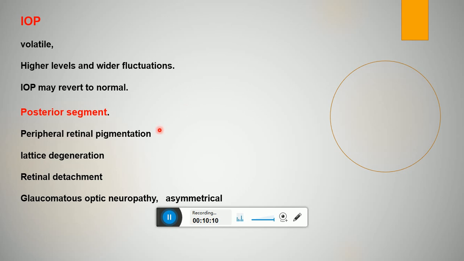Posterior segment peripheral retinal pigmentation is there. It may be seen in lattice degeneration, and is more common than in myopic patients without PDS or PG. The incidence of retinal detachment may also be higher. Glaucomatous optic neuropathy is dependent on disease stage and extent and may be markedly asymmetrical. It is common to find an advanced disease in one eye and relatively mild disease in the other eye.